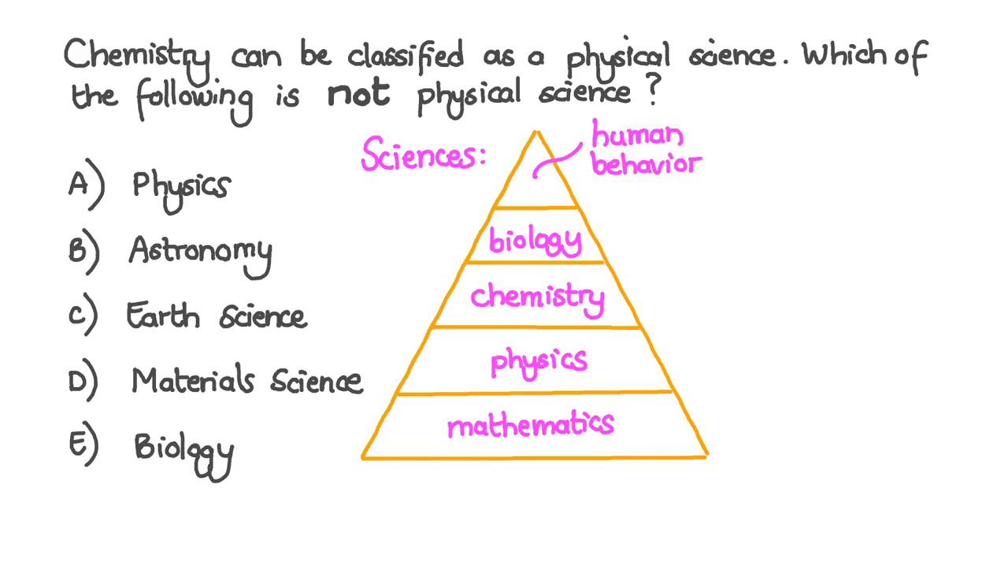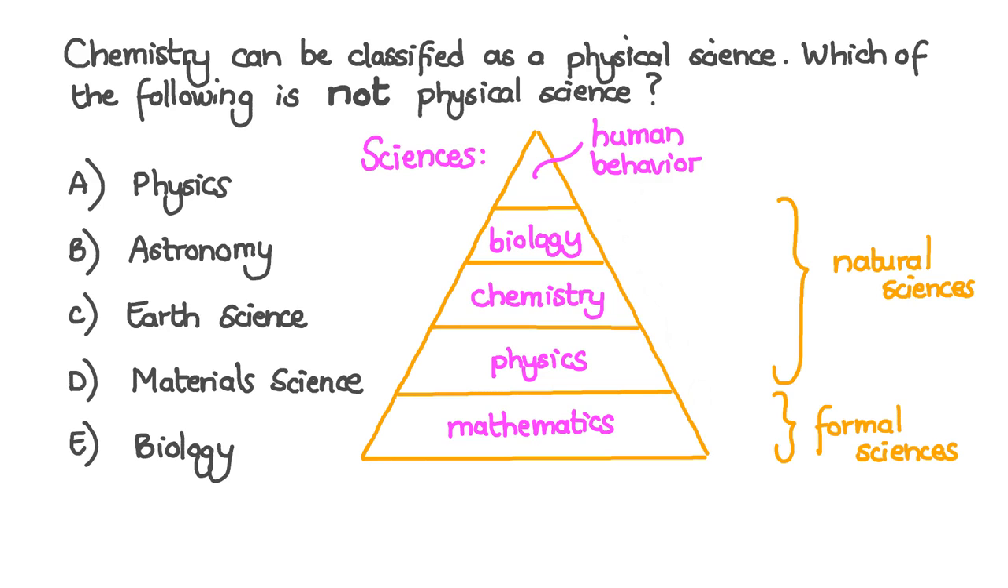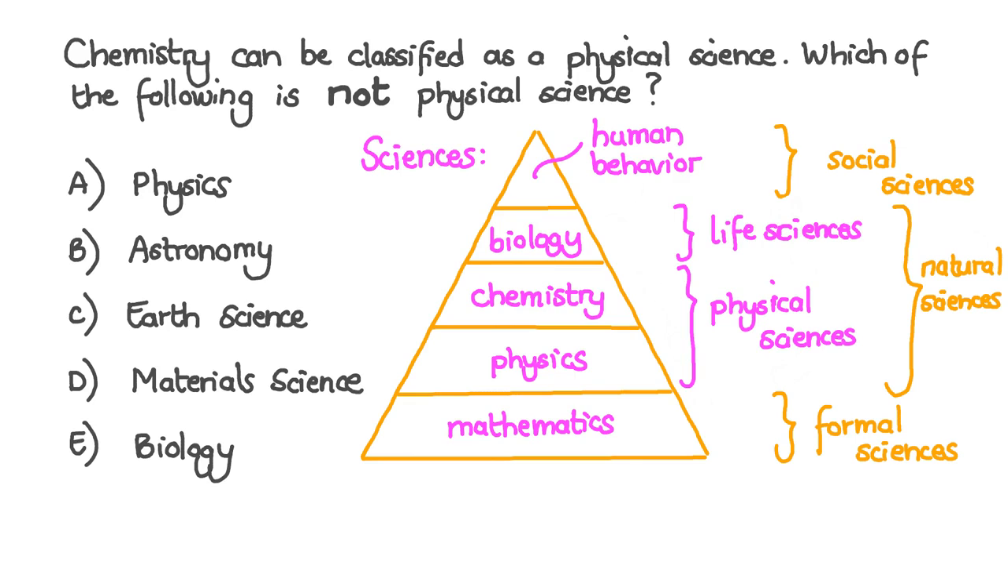This pyramid is a simple way to show how mathematics could be argued to be the foundation for all science, how physics is dependent on mathematics, how chemistry is based on physics, biology on chemistry, and human behavior or human sciences in part on biology. Mathematics and its related disciplines are called the formal sciences. Biology, chemistry, and physics are called the natural or pure sciences, and human behavior, social sciences. Natural sciences can be further split into the life sciences and physical sciences.